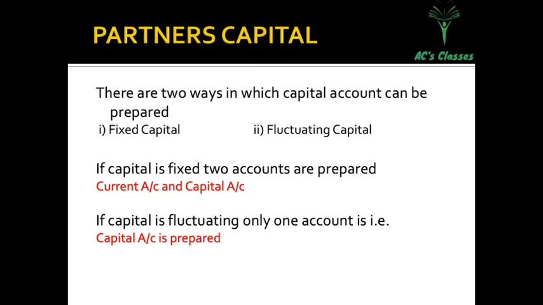We'll now try to understand the partner's capital account. There are two ways in which the capital account can be prepared. One is called the fixed capital method and another one is called the fluctuating capital method.